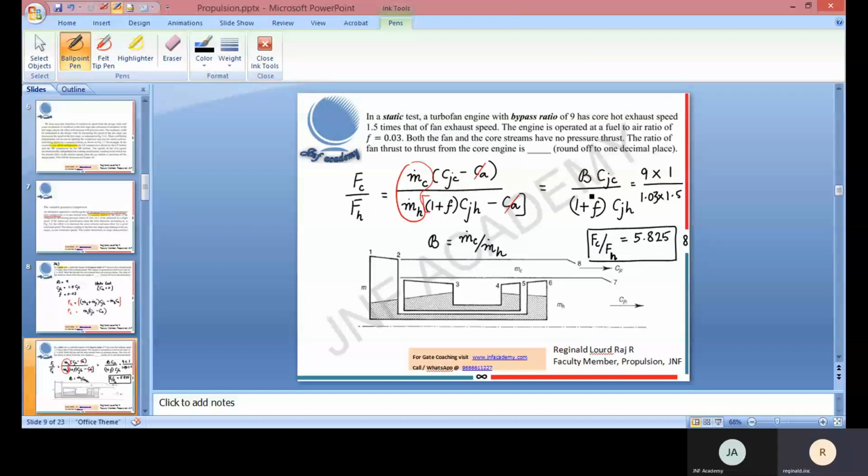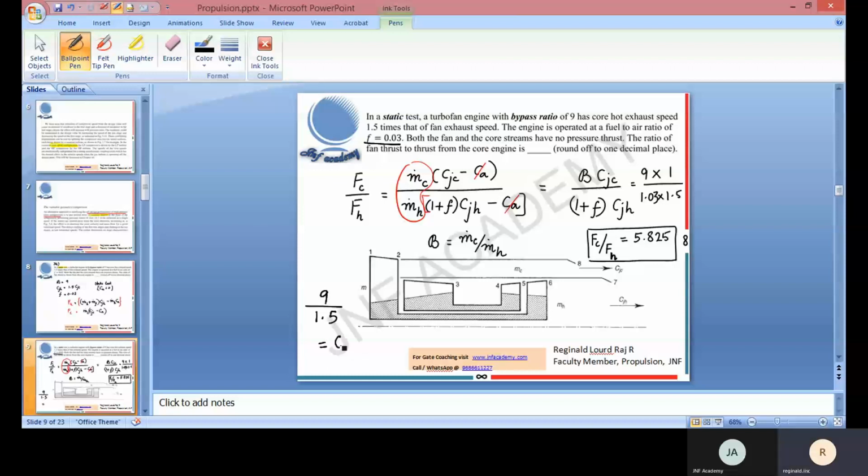I hope the interval or range will be very short because F is given. Suppose you did not take account of F, let's see what answer we will get. Suppose you just forgot or ignored F. If you did 9 by 1.5, then the answer you will get is 6.